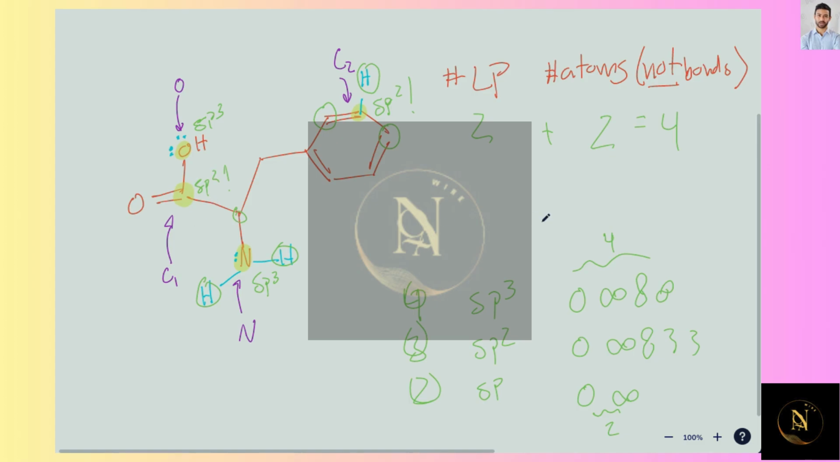So our only carbons that are sp2 hybridized are carbon 1 and carbon 2. Is that an answer? Yes, it is. It's the 4th answer.